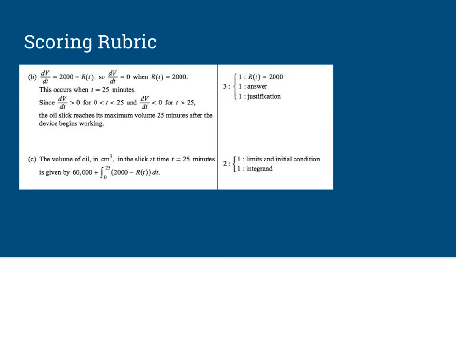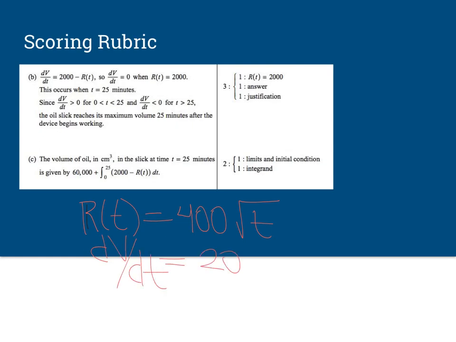So now you're given another function. You're given r of t, and this is the removal of oil. So this looks a little bit like an accumulated rate problem, right? So you're told the removal is 400 radical t. And so that's the rate of removal. Now we know that we're putting oil on there at 2,000. So the rate of change in the volume is going to be adding 2,000, taking away 400 radical t.